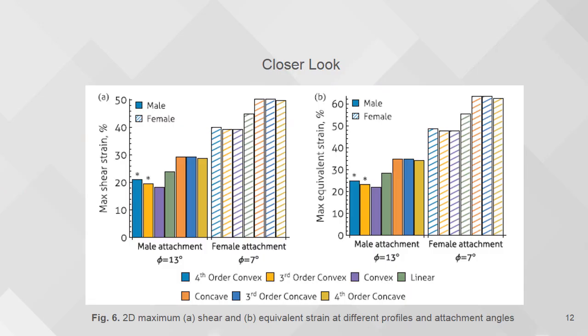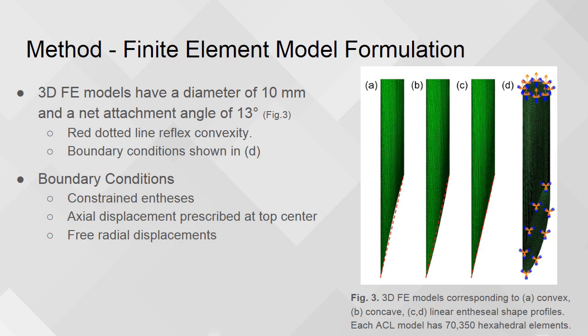Here's a closer look at figure 6. The next method discussed in this paper is the formulation of the FE model. Figure 3 shows the convex, concave, and linear shape profiles for the models as well as the boundary conditions. The models all had 10 millimeter diameters and net attachment angles of 13 degrees.